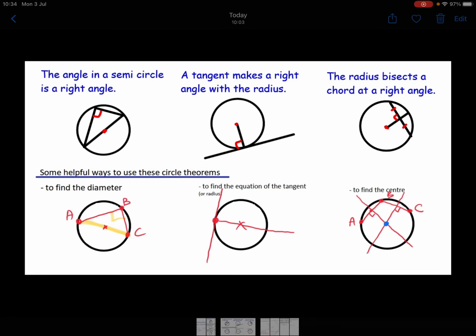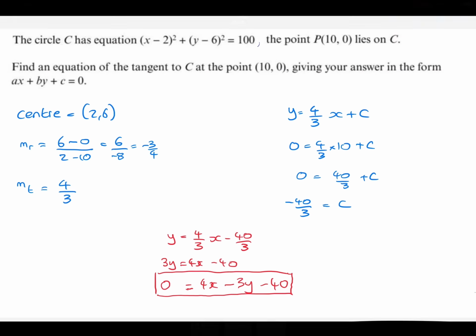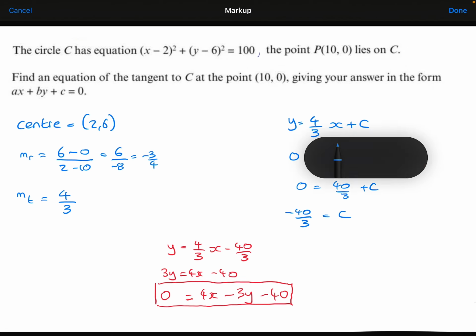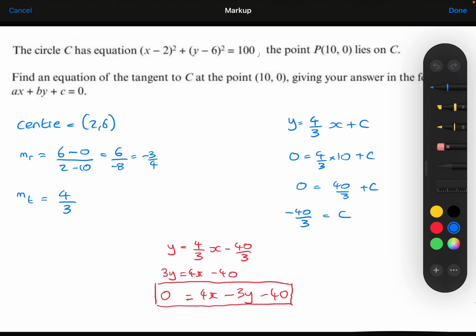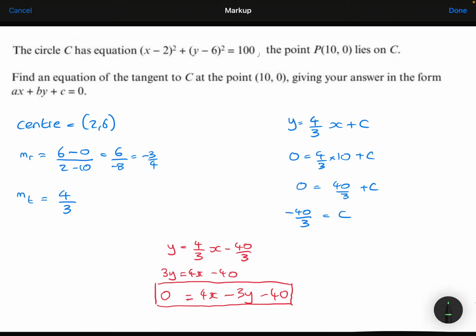Right, let's look at 3 specific examples, going through what I've just said and using those circle theorems. So, here we're told that the equation of a circle is (x - 2)² + (y - 6)² = 100. And I'm told that the point P, (10, 0), lies on the circle. We need to work out the equation of the tangent at that point. So I know, looking at the equation here, that the centre of the circle is (2, 6).